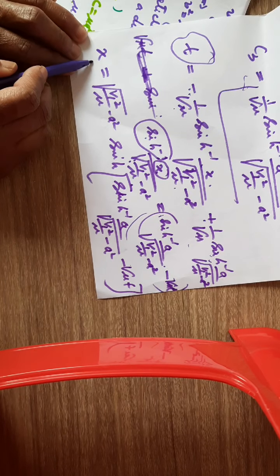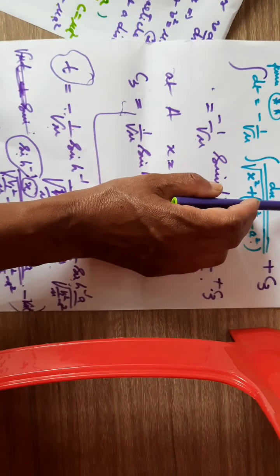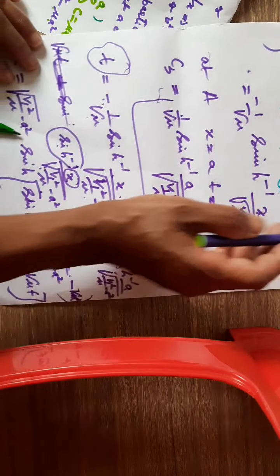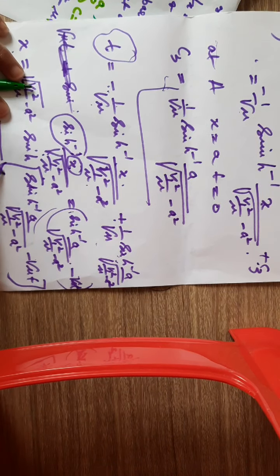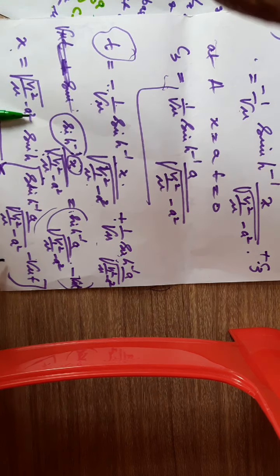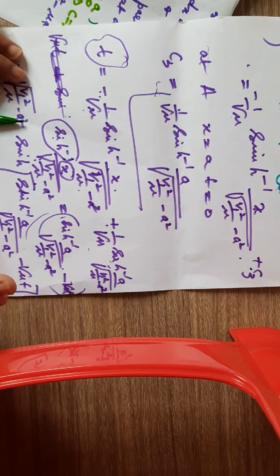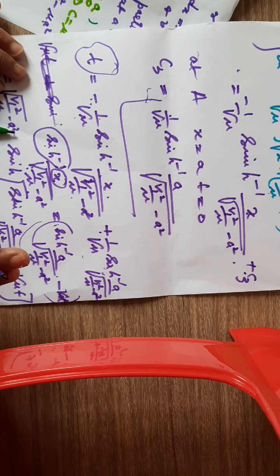So this gives you the value of x when the term a square minus v1 square by mu is less than 0. So this will give you the equation of motion of the particle when the force of repulsion varies as displacement, or the force of repulsion varies as the distance.